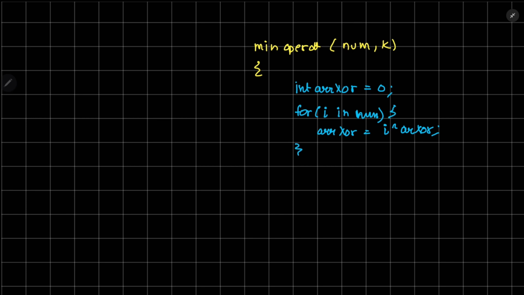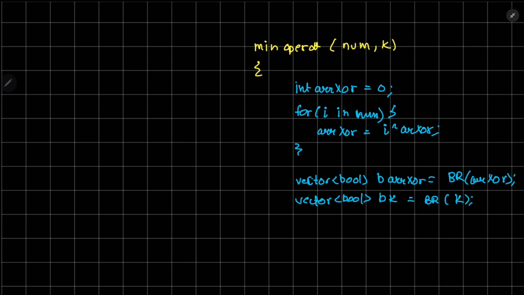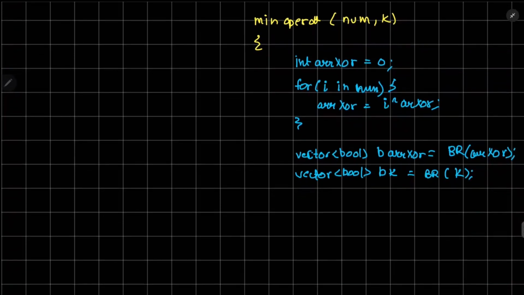And now what we need here is the binary representation of both of them. Okay, so for binary representation, we will make a function. Okay, so let's say you can use a string. I'm using here a vector of bool, and let's say this is binaryArrayXOR, and second vector will be vector of bool again, and binaryOfK. So this function, let's say binary representation BR function, will take the argument as our number, for which we have to calculate the binary representation. Yeah, and now that we have the binary representation of both of them, what we have to do here is count the minimum number of operations, that is the different bits.